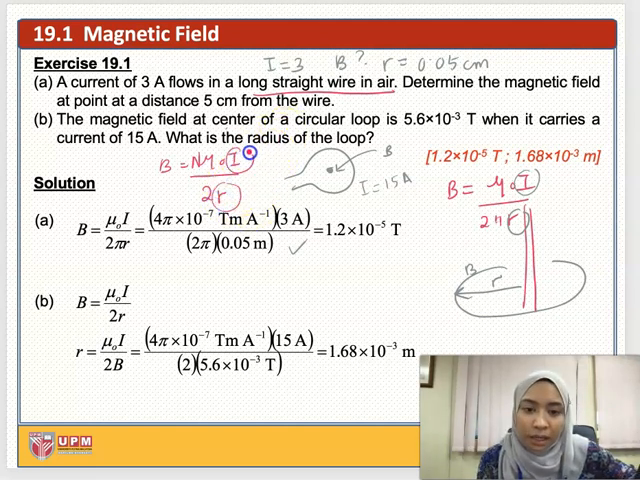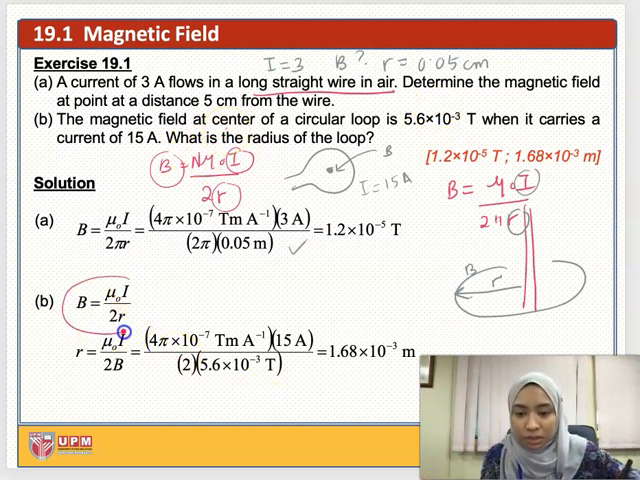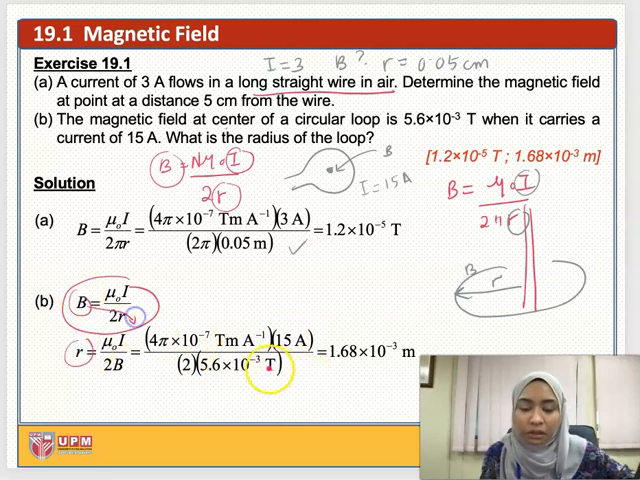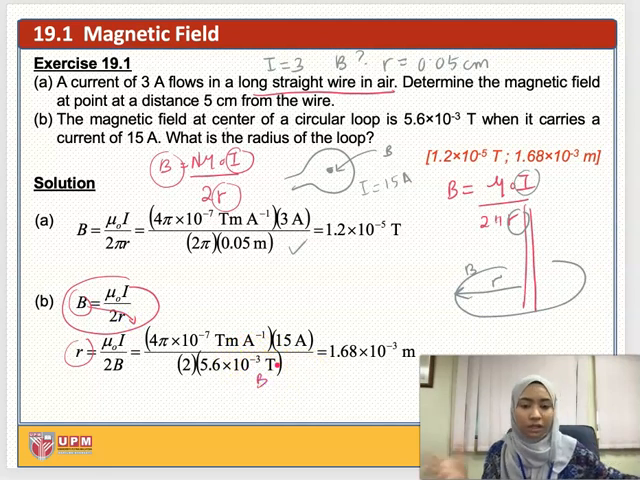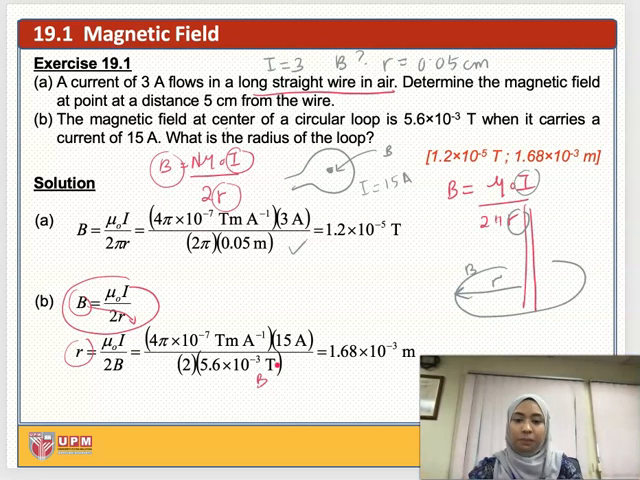It has given you the I, which is 15 amperes. It has given you the B, which is 5.6 times 10 to the minus 3. And it did not say that it has more than 1 turn. So the N is just equal to 1. Okay, so just use this equation, substitute 4 pi times 10 to the minus 7 times 15 over 2. And then we are trying to find the R, so the B goes down here. This is our B. Okay, so the answer is 1.66 times 10 to the minus 3 meter.